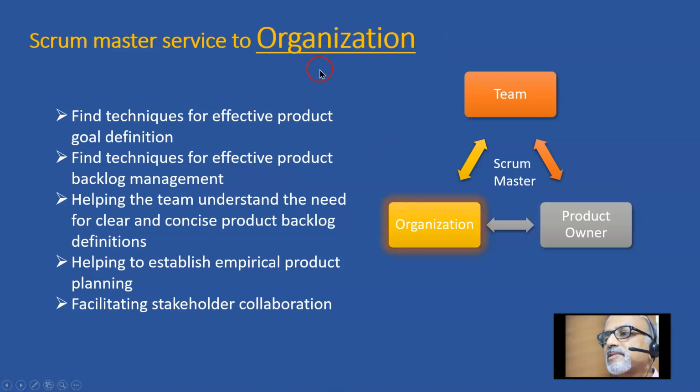Then Scrum Master service to the organization. Find techniques for effective product goal definition, find techniques for effective product backlog management, helping the team understand the need for clear and concise product backlog definitions, helping to establish empirical product planning, and facilitating stakeholder collaboration. Find techniques for effective product goal planning. It's about defining the objectives and the goals for the product very, very clearly. It can be the business case of the product itself.